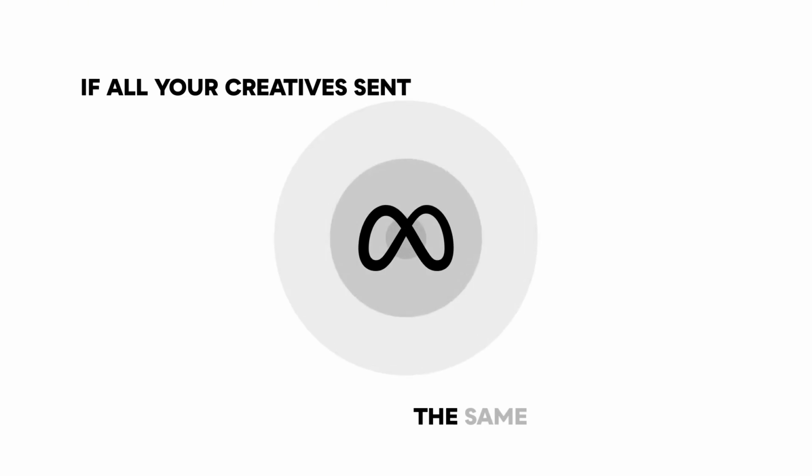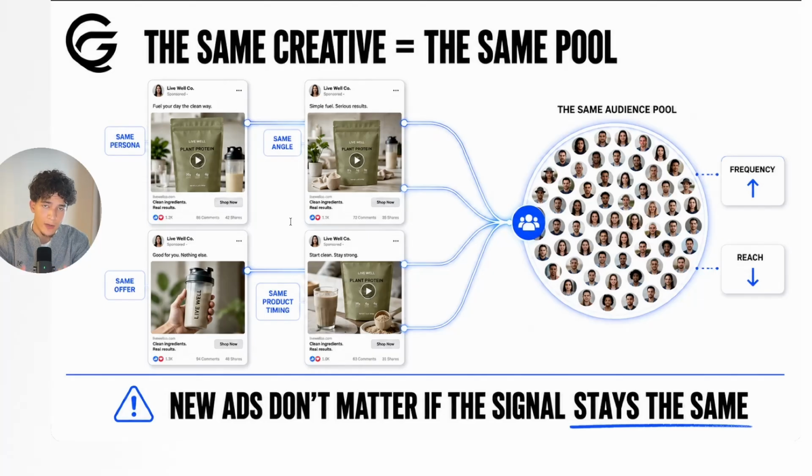But when the creative becomes the targeting signal, the next problem is kind of obvious, though not many people understand it. If all your creatives send the same signal to Meta, Meta keeps finding the same people. Your account can look like it has creative volume because you have many ads inside of it, but it's still reaching the same pool of audience. So 10 new ads can still act like one ad if everything stays the same: your visual, angle, offer, product timing.